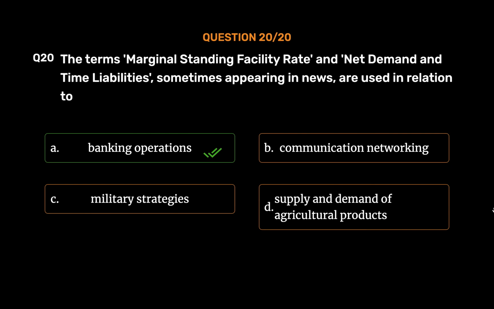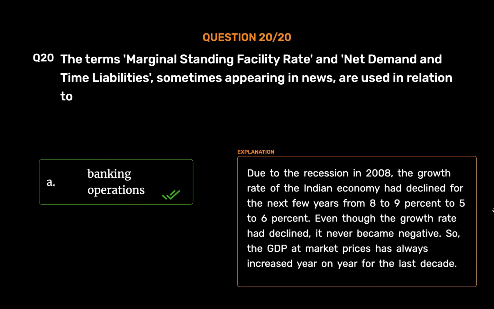Banking operations. Due to the recession in 2008, the growth rate of the Indian economy had declined for the next few years from 8 to 9% to 5 to 6%. Even though the growth rate had declined, it never became negative. So, the GDP at market prices has always increased year on year for the last decade.